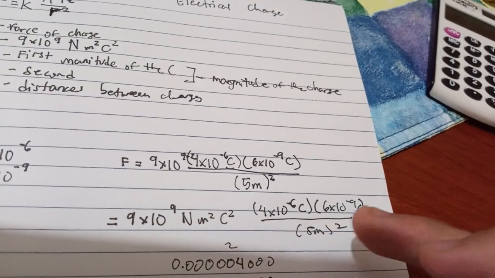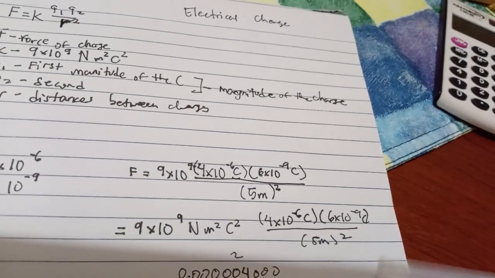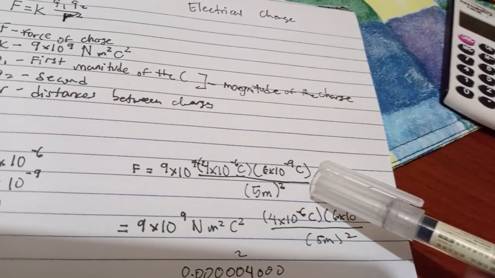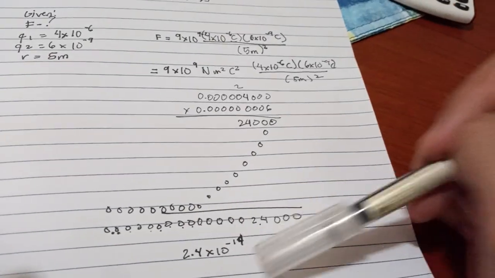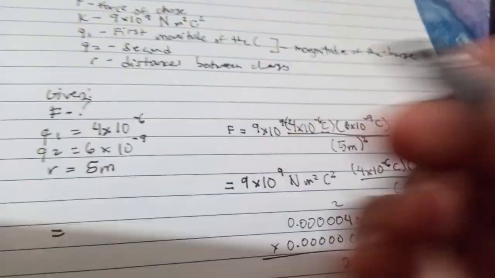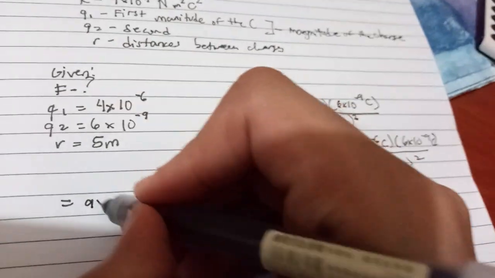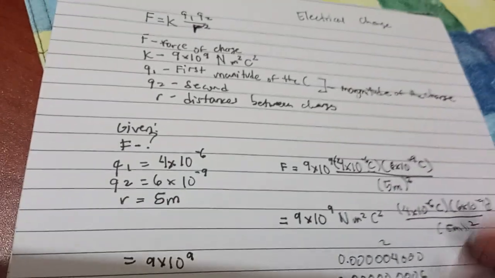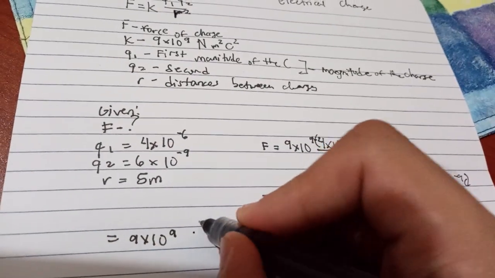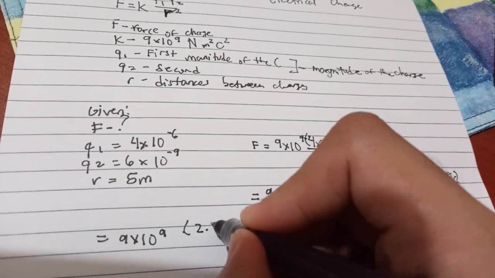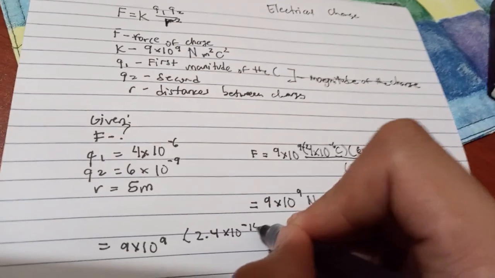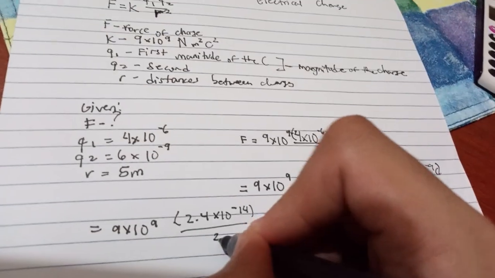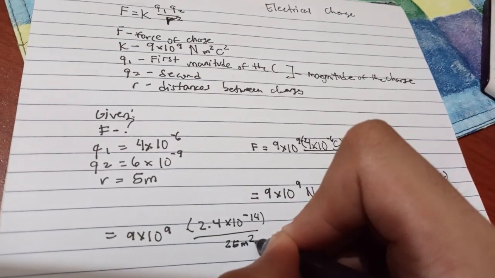over 5 meters squared. So first, we have to find the value of 4 times 10 raised to negative 6 times 6 times 10 raised to negative 9. So the value would be 2.4 times 10 raised to negative 14. Then 9 times 2.4 times 10 raised to negative 14 over 25 meters squared.